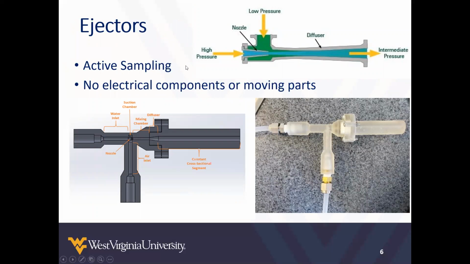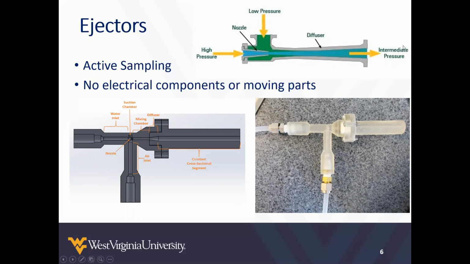So another method of active sampling that could be used, and this is actually what we propose to use for our system, is an ejector. An ejector is operated by a high pressure, pressurized fluid that enters in the inlet here, and it travels through a nozzle. As it travels through the nozzle, the velocity increases, causing a negative pressure. The negative pressure causes the secondary fluid to be sucked through the secondary inlet here. And then the two fluids mix together and travel through the diffuser and exit the ejector.